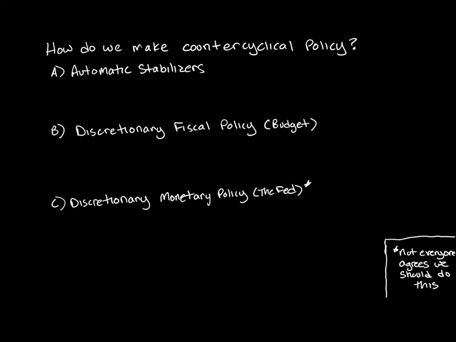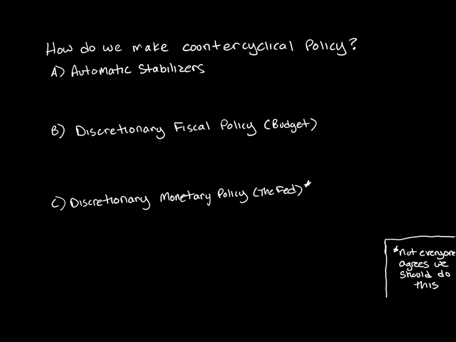The first big piece of policy that makes up countercyclical policy are what we call automatic stabilizers, or what some textbooks call built-in stabilizers. These are essentially minor policy tweaks that we've created that will automatically start creating countercyclical policy without necessarily requiring congressional action or without anybody even necessarily noticing.